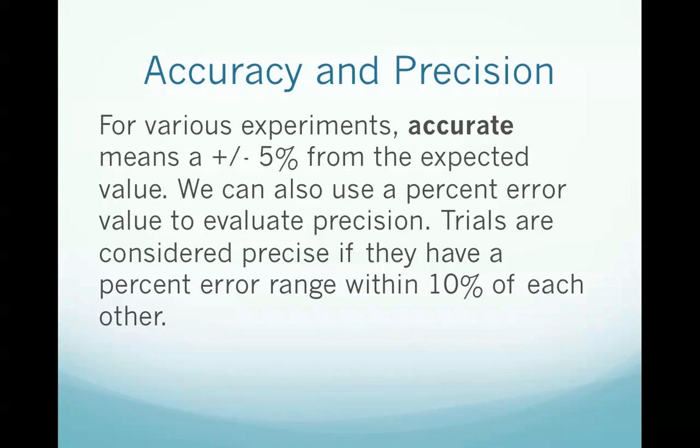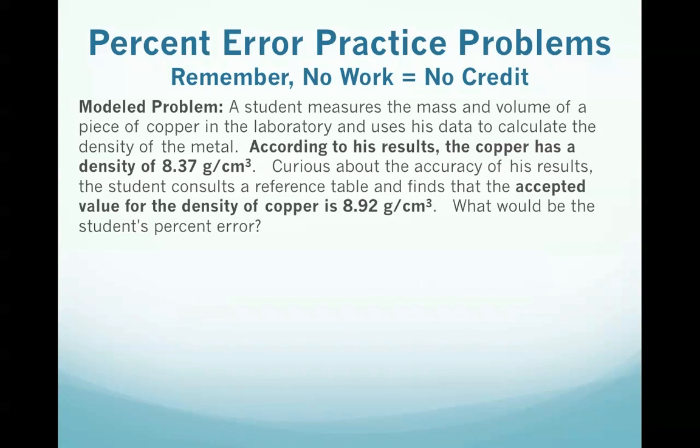We can also use a percent error value to evaluate precision. Trials are considered precise if they have a percent error range within 10% of each other. So we'll go into this a little bit more when we actually get into a lab, but really, being able to get 5% or less is definitely a success in terms of our accuracy and precision in the lab. All right, so percent error problems, we're going to go through and you're going to try one out.